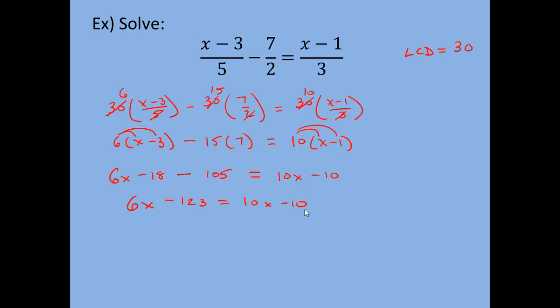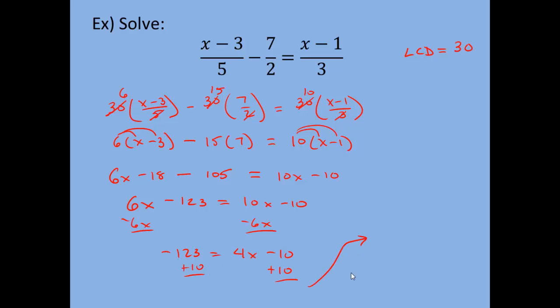And now you want to get all your variables on one side, all your numbers on the other side, just like you normally would to solve. So I'm going to subtract 6x here and subtract 6x here. So I'll be left with negative 123 is equal to 4x minus 10. And then to isolate the variable term, I'll add 10 to each side. So add 10, add 10.